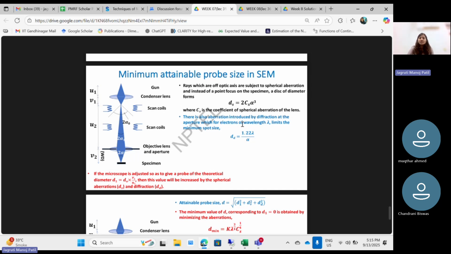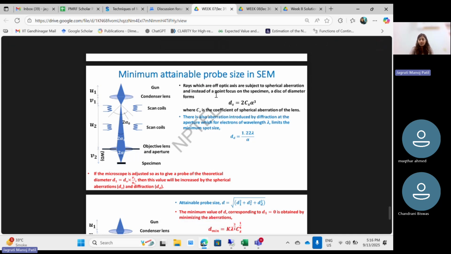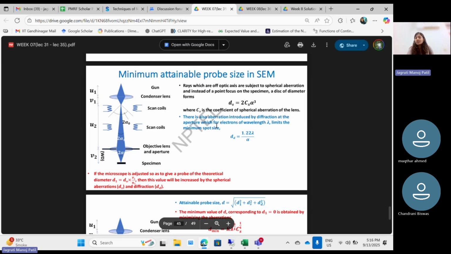Okay. So what you see at the first point is written that rays which are off the optic axis are subject to spherical aberrations, and instead of a point focus on the specimen, a disk of some diameter forms. So what is that disk? Again, the second point: there is also an aberration introduced by diffraction at the aperture, for which electrons of wavelength lambda limit the minimum spot size.